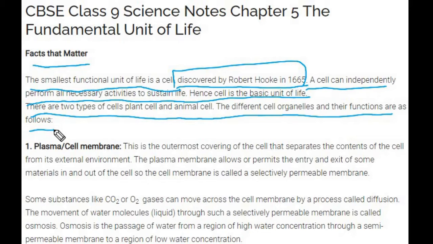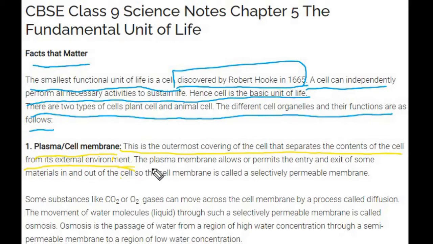So below we'll be seeing each of the organelles of the cells. And the first one here we see is the plasma or cell membrane. This is the outermost covering of the cell that separates the contents of the cell from its external environment. So it plays a crucial role in the cell as it acts like the border guard of the cell and makes sure that no foreign item comes into the cell.